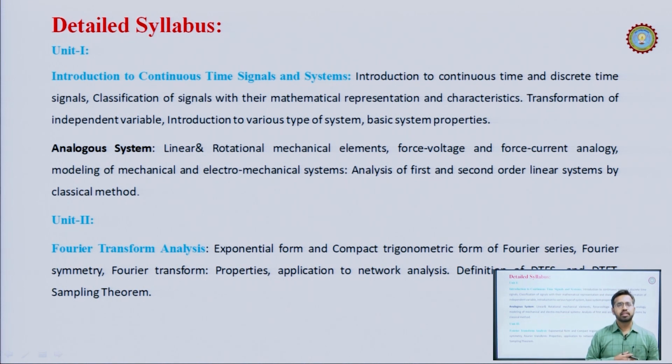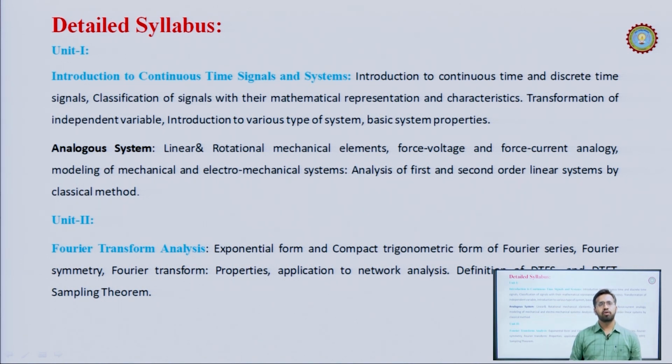Now, the next thing is classification of signals with their mathematical representation and characteristics. So, what is classification of signals? Now that we have discussed our signal, the signal can be of different types. For example, we will study power signal, energy signal, even signal, odd signals, periodic signal, non-periodic signal, and many other properties.